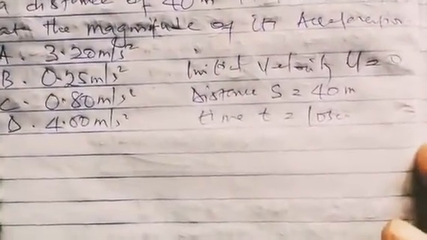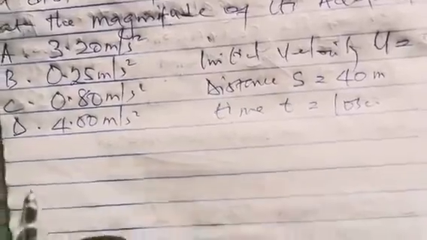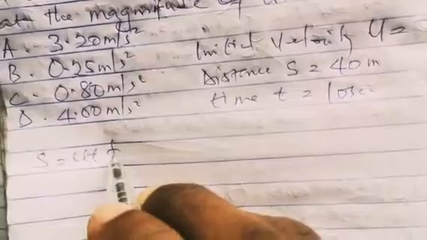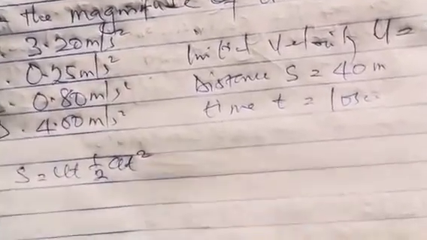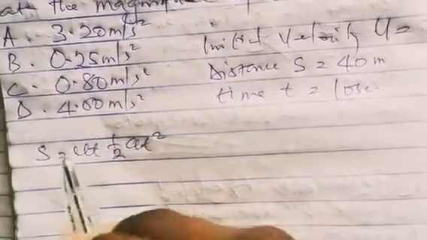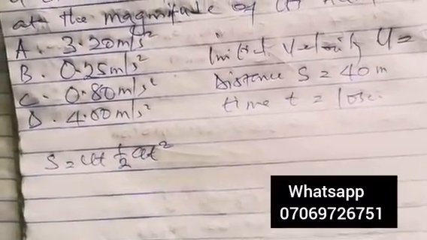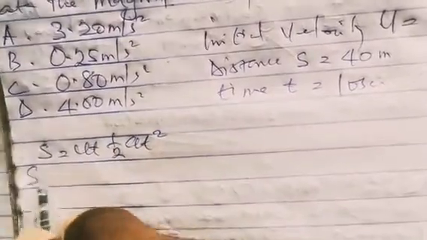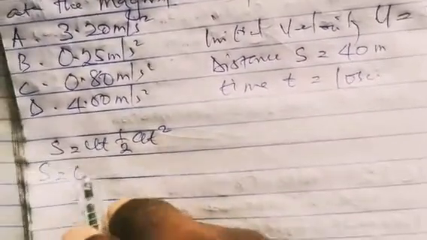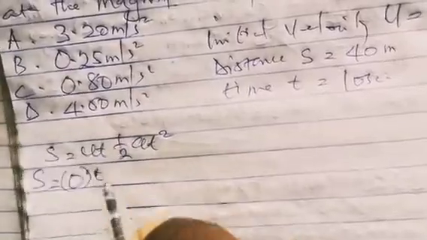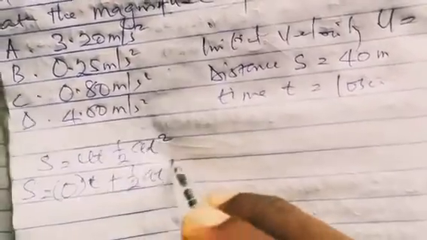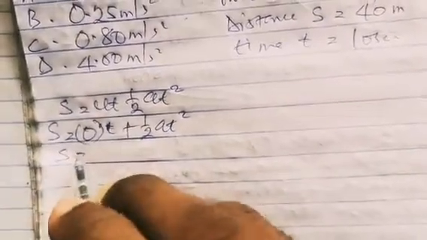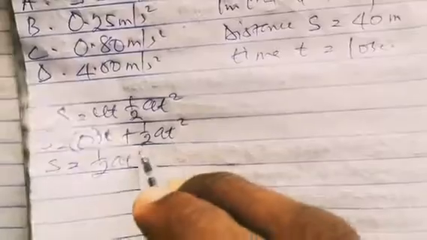So we employ Newton's law of motion since the car was in motion, and we simply employ the law s equals ut plus 1 over 2 at squared. Now, since u is 0, the initial velocity is 0, it simply means that ut becomes 0. So s equals 0 times t plus 1 over 2 at squared. So 0 times t automatically becomes 0. So s, being distance, is now 1 over 2 at squared.